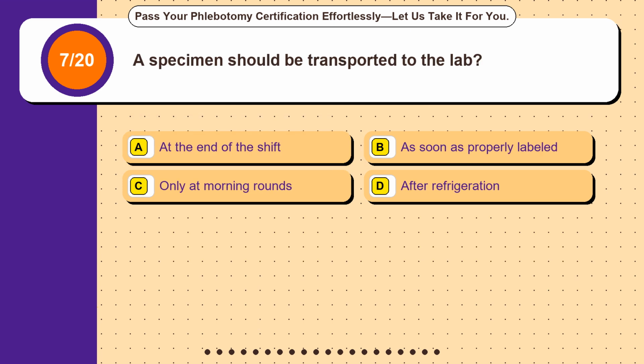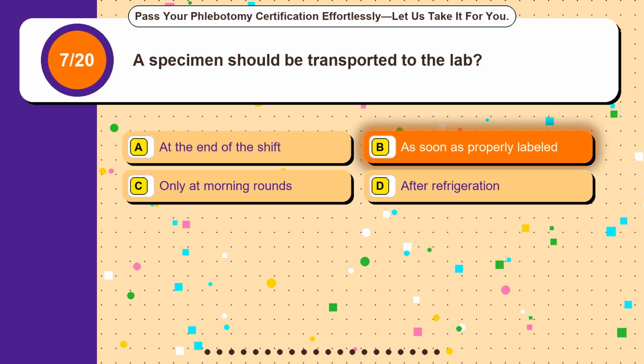Question 7. A specimen should be transported to the lab: Option A, at the end of the shift. Option B, as soon as properly labeled. Option C, only at morning rounds. Option D, after refrigeration. The correct answer is option B, as soon as properly labeled.